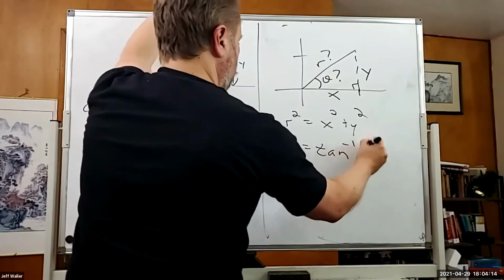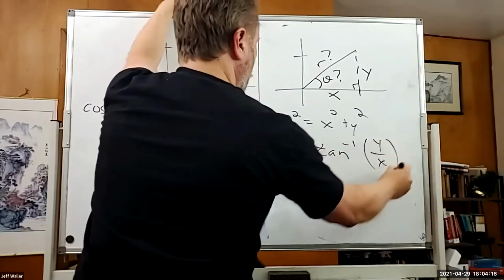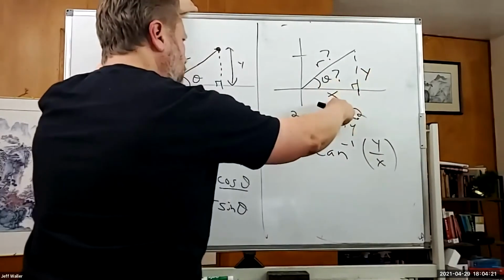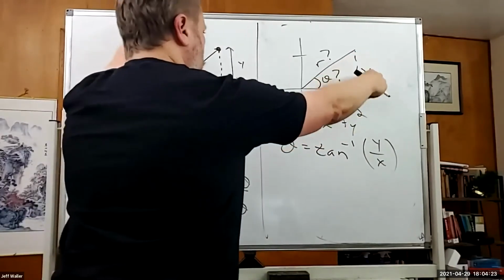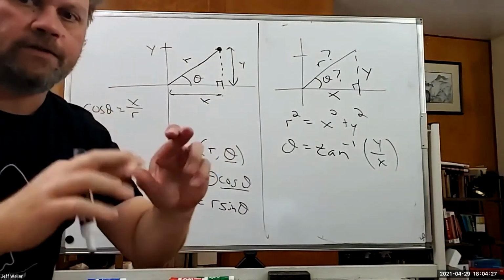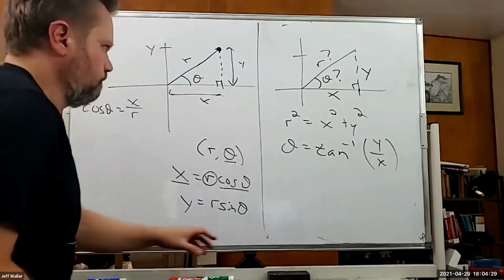I'm just going to jump straight to it. So the angle would be the inverse tangent of y over x, because the tangent of this would be y over x. Okay, is that all right? Okay, so let's try a problem out real quick.